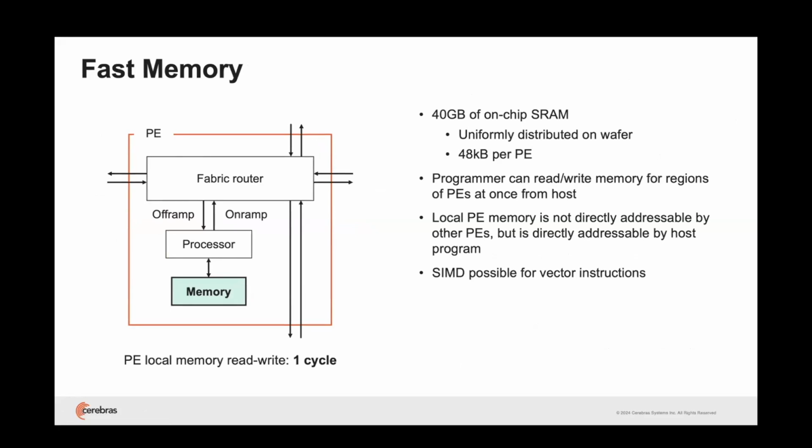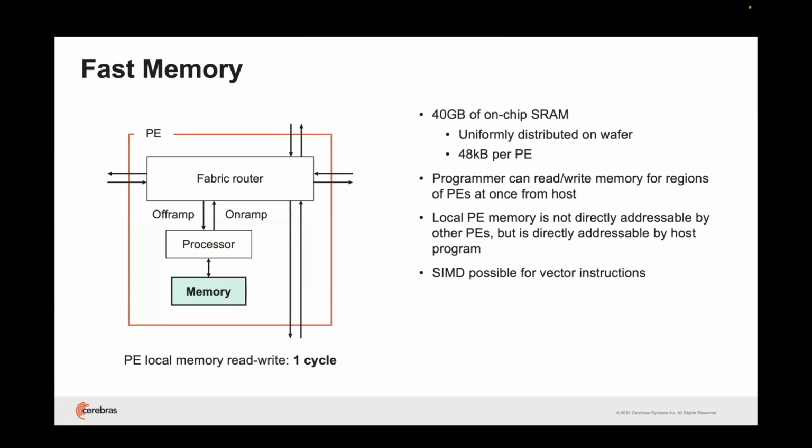As we've mentioned, there are 40 gigs of on-chip SRAM on this chip, and it's uniformly distributed on the wafer. Each one of these processing elements has 48 kilobytes of memory that is accessible by it and only it. Other PEs cannot address that memory. The PEs can only communicate via the fabric router.